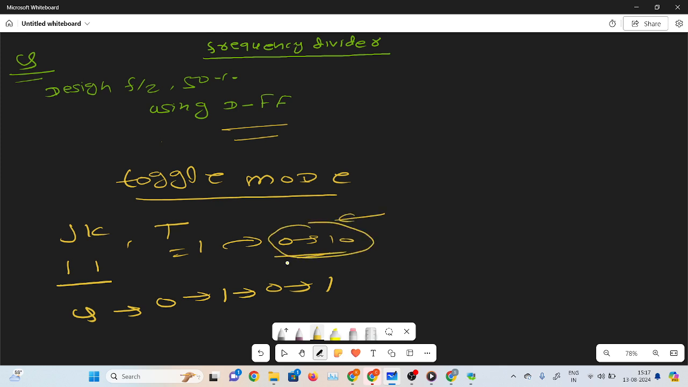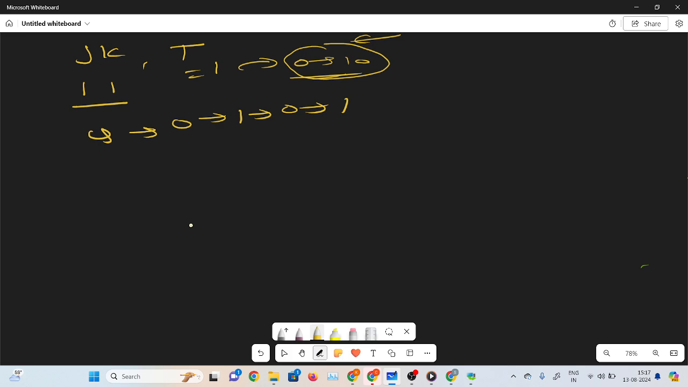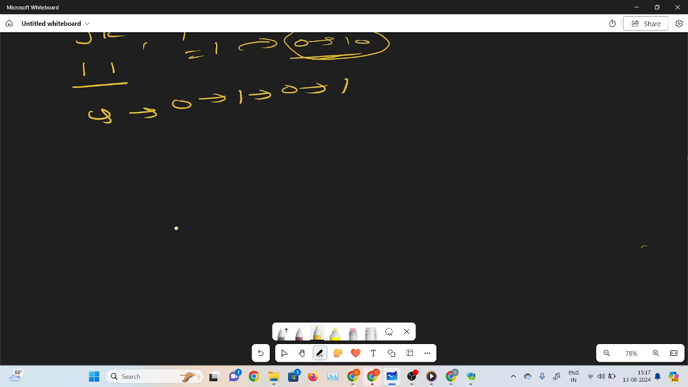I think you already have an idea about the T flip flop and JK flip flop. Just the same thing I will use here, the concept of the toggle mode. So here I am designing the F by 2 circuit using the D flip flop. This is very easy. The equation of the D flip flop, I think you already know. The next state equation means Q plus is equal to D.